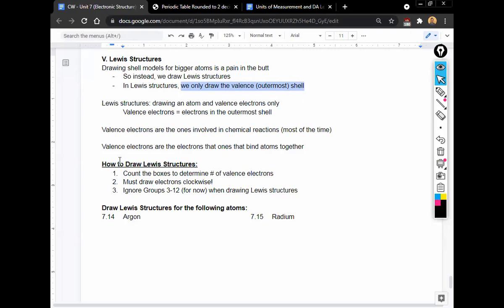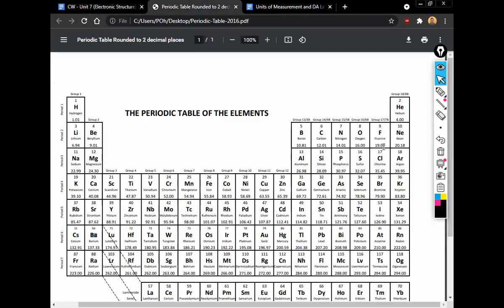So these are the rules for drawing Lewis structures. Very easy. You just basically count boxes in the row to determine the number of valence electrons. You want to draw the electrons clockwise. And then we'll ignore groups 3 through 12 for now, which is basically transition metal area. Okay. So we're going to draw argon and radium. Okay. So argon is right here. So for our Lewis structure, we're going to do argon and radium.